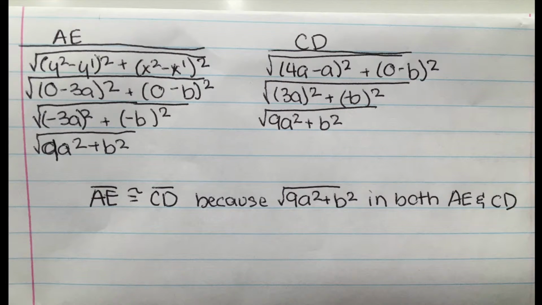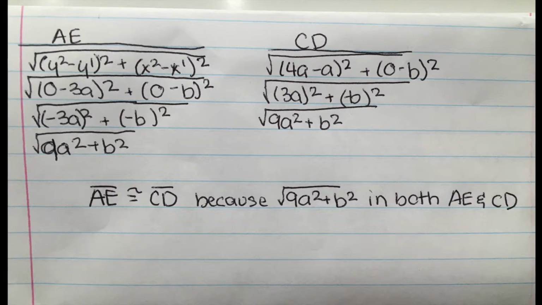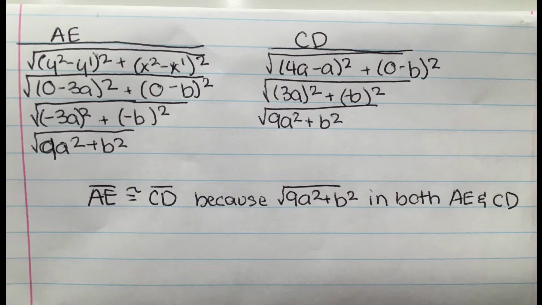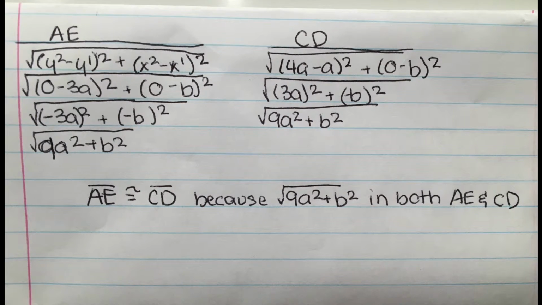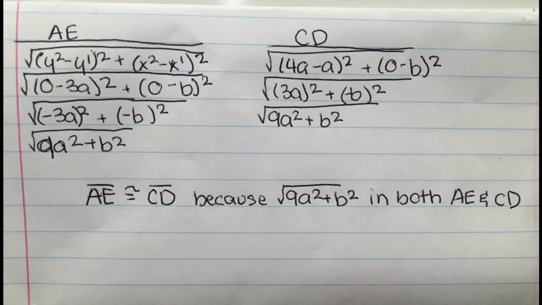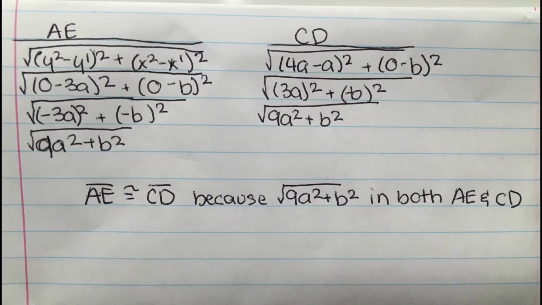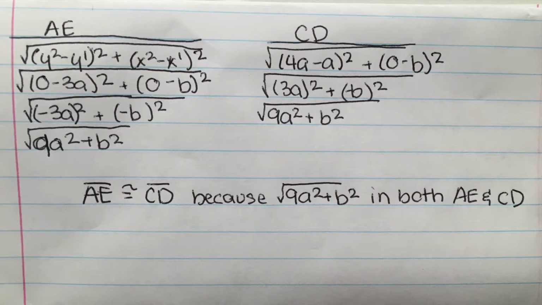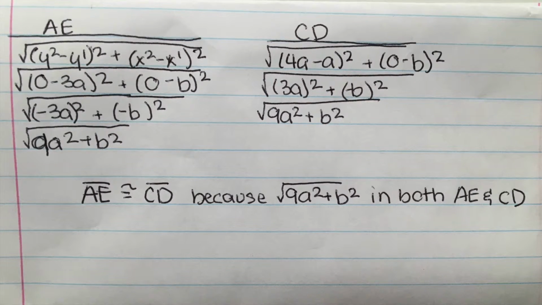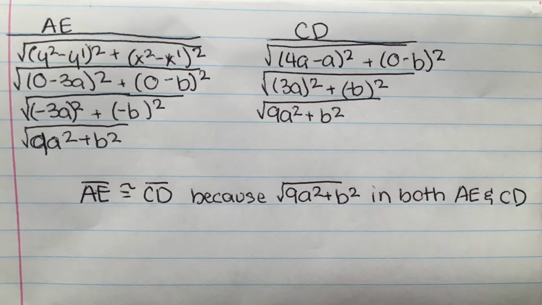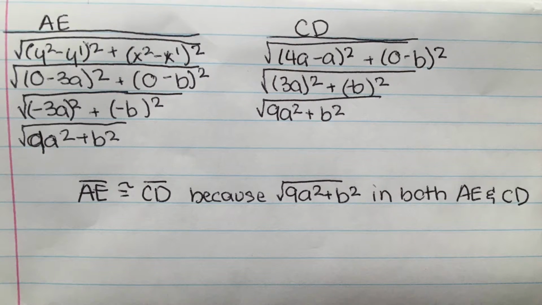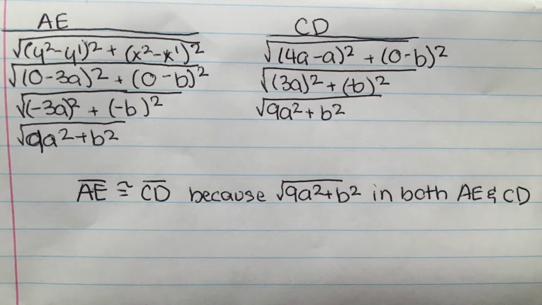Next, we are going to use the distance formula to find the distance of AE and CD to solve the problem. The distance formula is the square root of (y2 minus y1) squared plus (x2 minus x1) squared. Plug the points into the distance formula for AE, and you will get (0 minus 3a) squared plus (0 minus b) squared. That equals negative 3a squared plus negative b squared. In the end, you get the square root of 9a squared plus b squared.